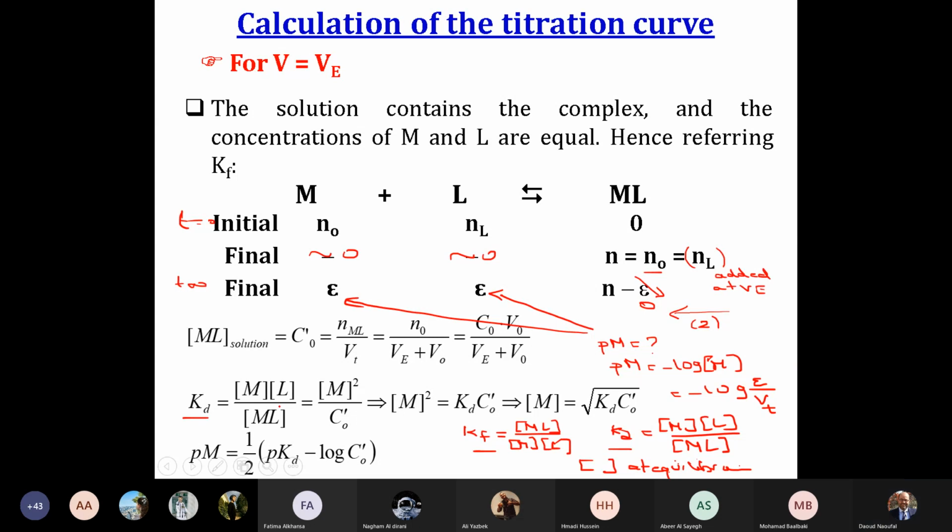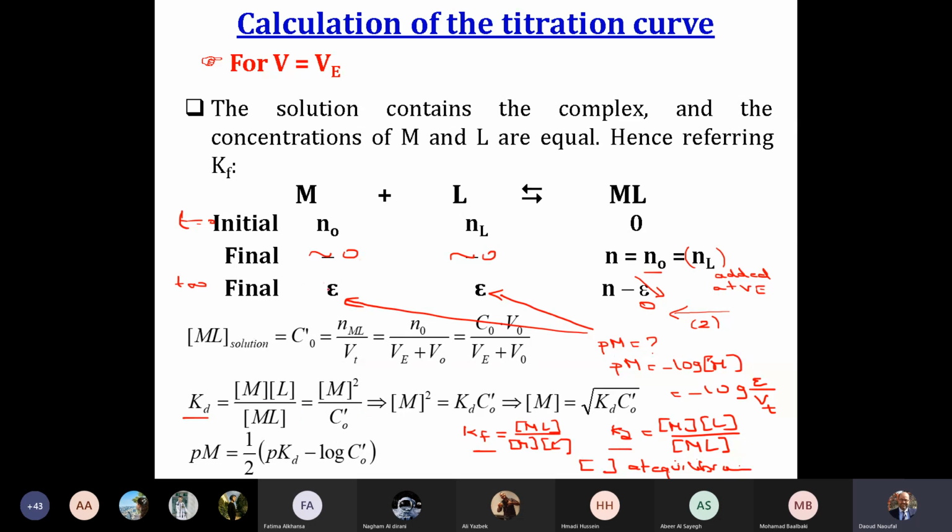Why do I use Kd? In acid-base, the characteristic is Ka. In electrochemistry, the characteristic is E. In solubility, the characteristic is Ksp. In complexation, the characteristic is Kd. We proved in the previous sessions that Ka in acid-base is similar to Kd in the complex, and Kb in acid-base is similar to Kf in the complex. So in complexation, we prefer to work on Kd. Kd equals M times L divided by ML, and these concentrations are at equilibrium.